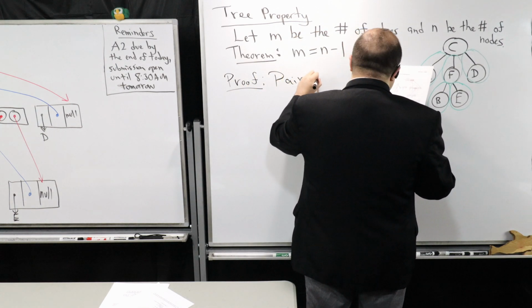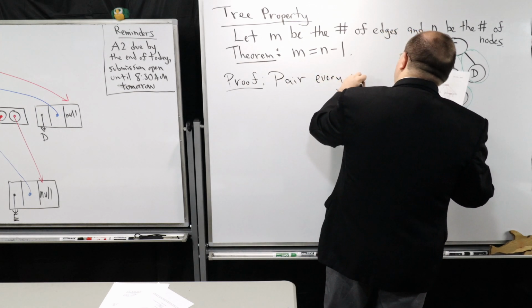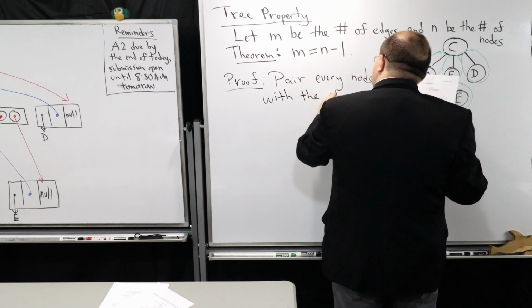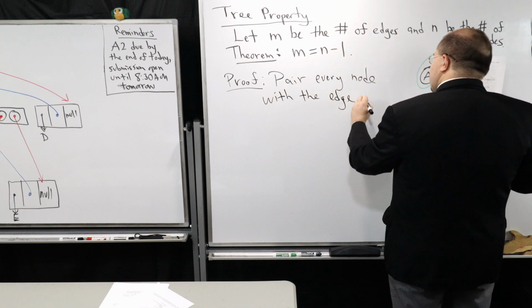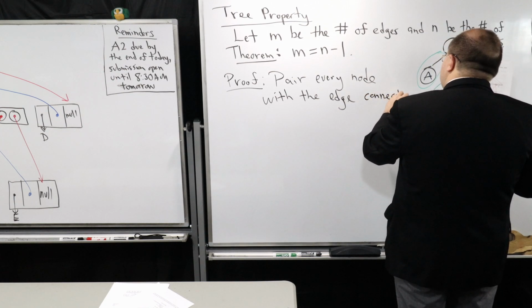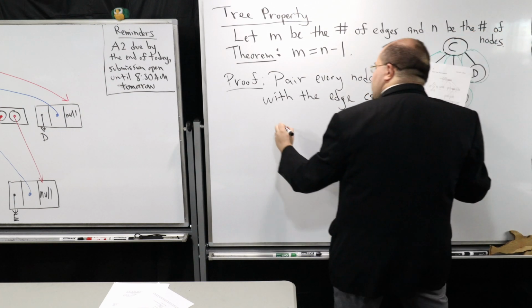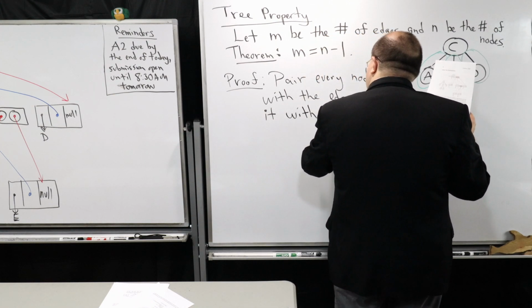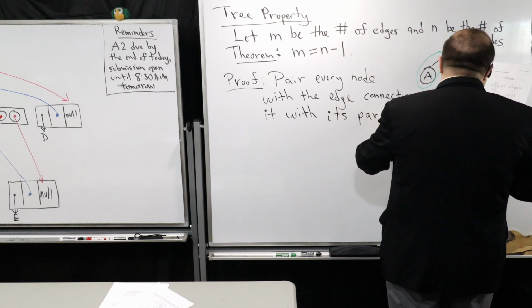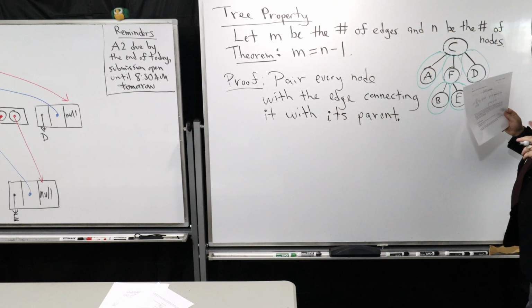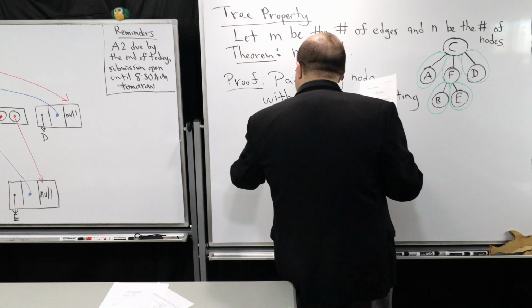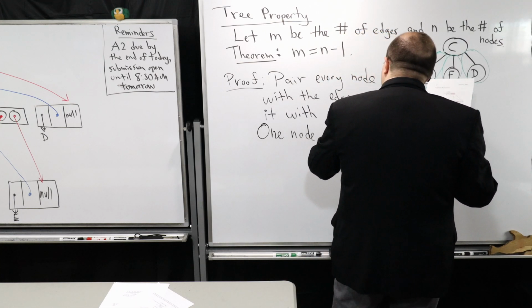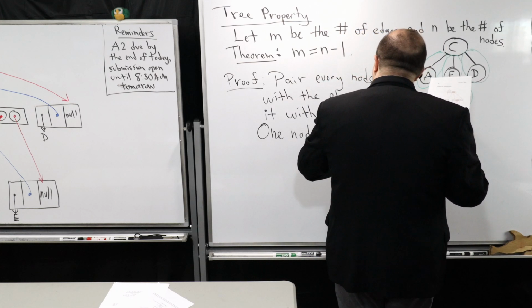So pair every node with the edge connecting it with its parent. One node will not be paired, right? The root. Will not be paired.